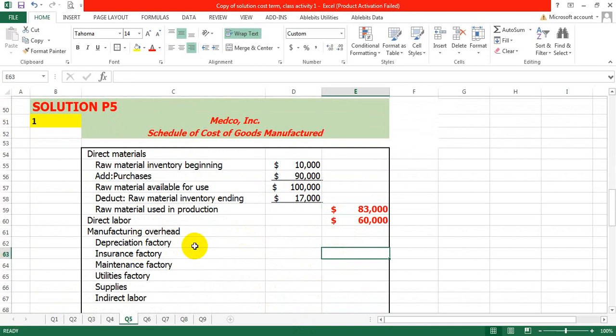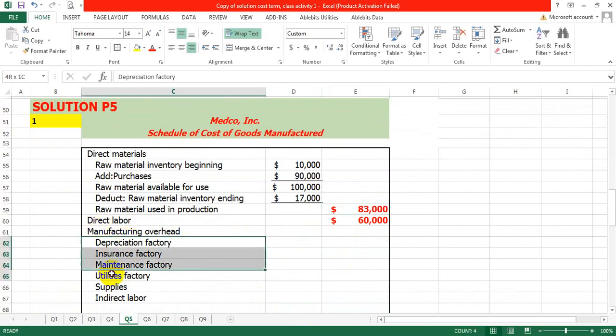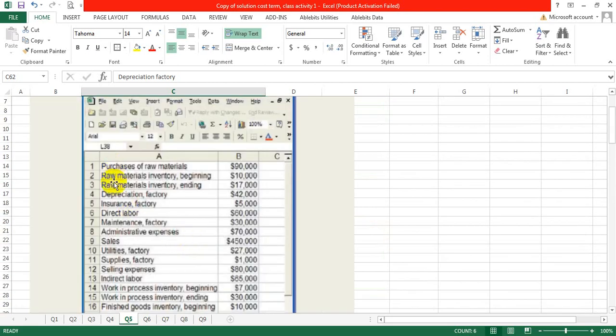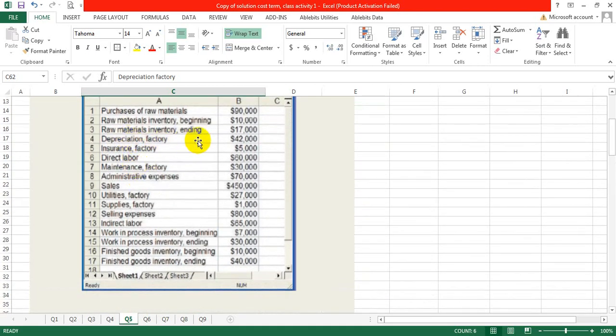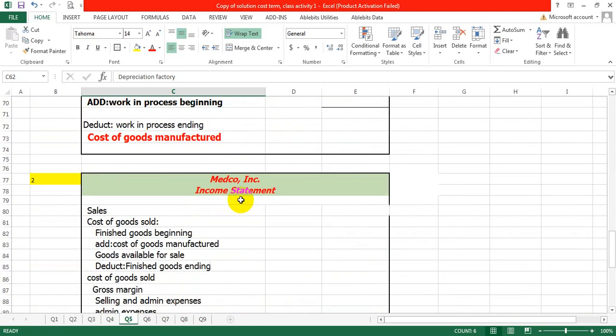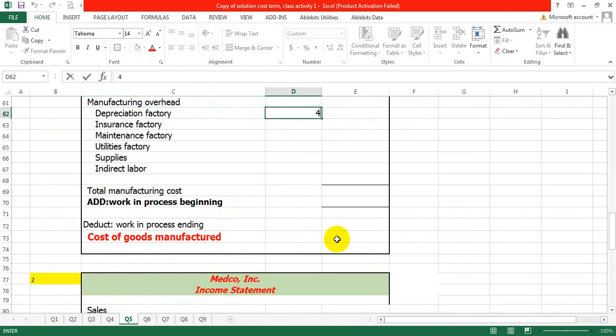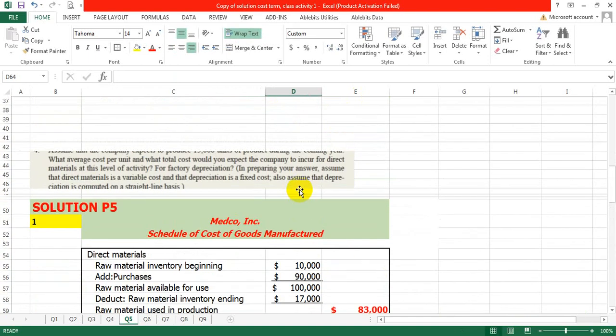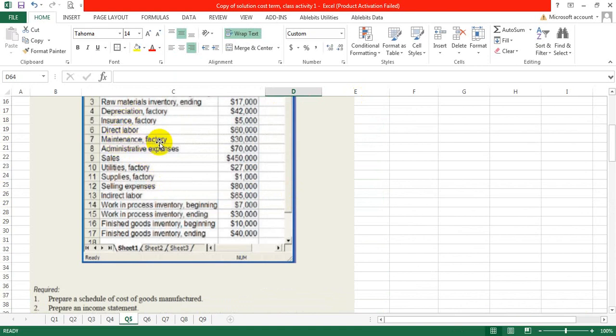Okay, now my manufacturing overheads. There are a number of manufacturing overheads mentioned in the question: depreciation, insurance, maintenance, utility, supplies, and indirect labor. And we know very well that these all are related to the manufacturing overhead, right? So we will move again from the question. Depreciation factory is 42,000, insurance factory 5,000, right? Depreciation 42, insurance 5. Maintenance factory, see, maintenance factory, that is 30.